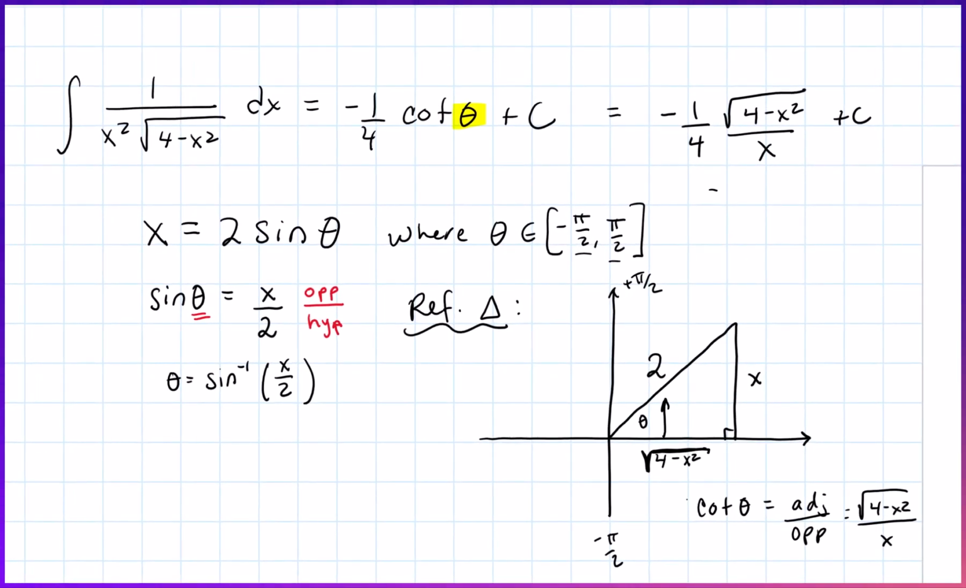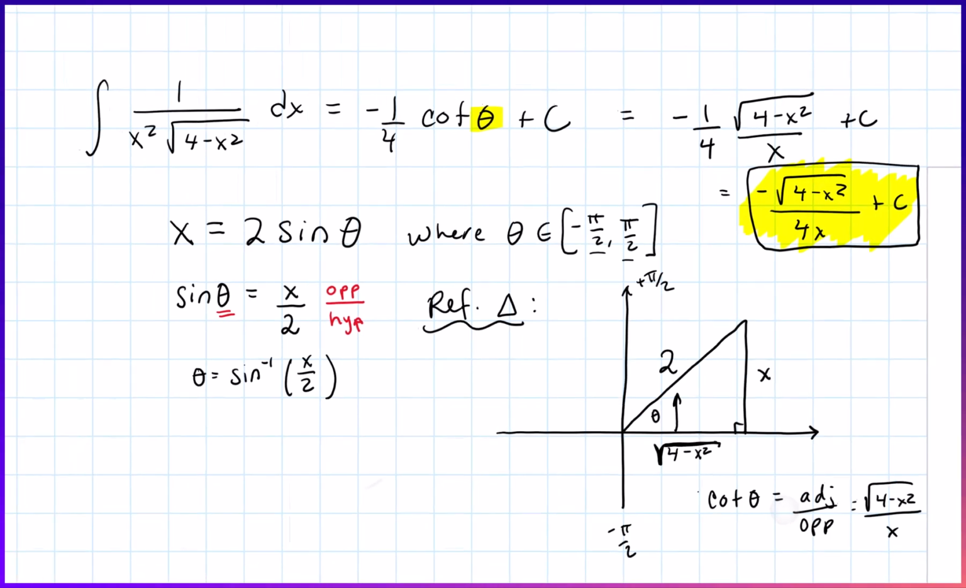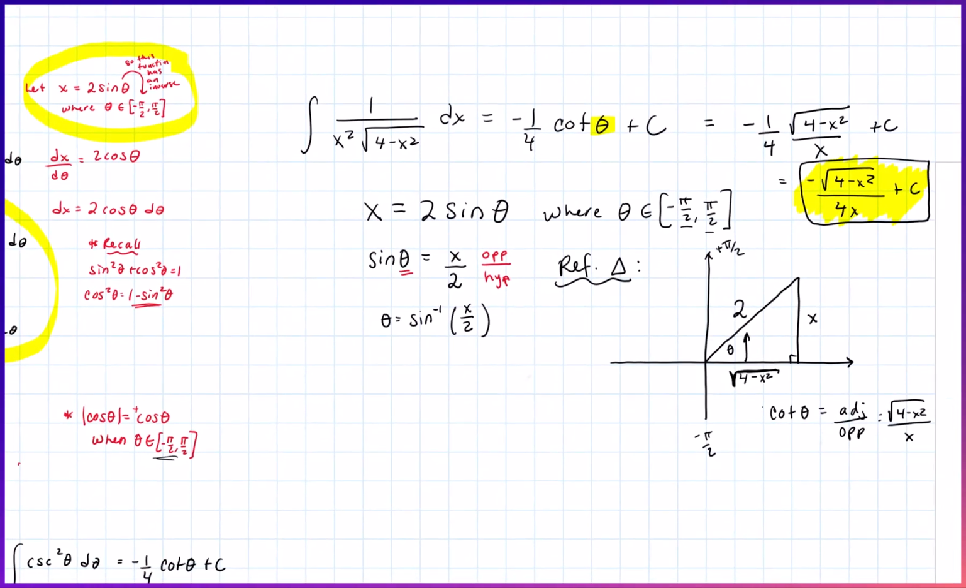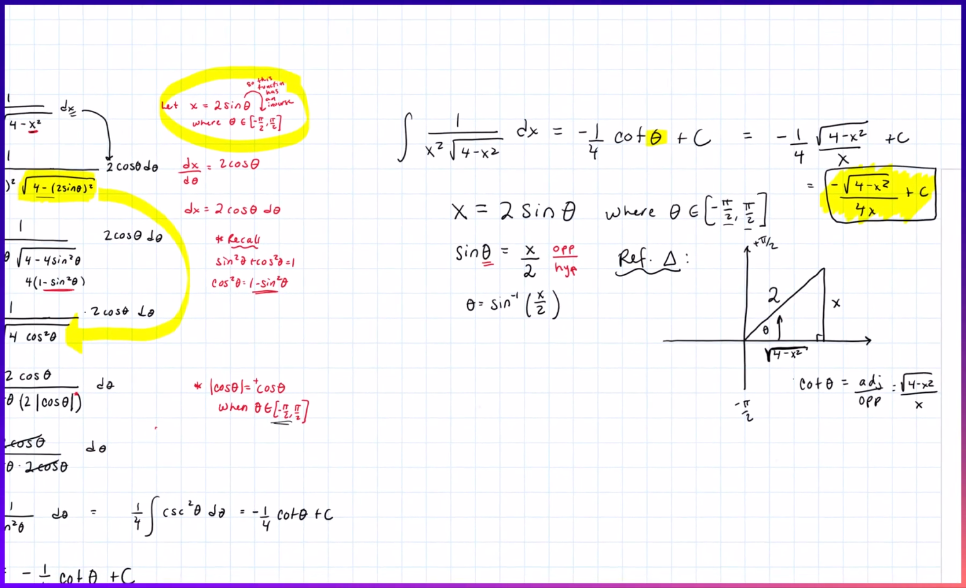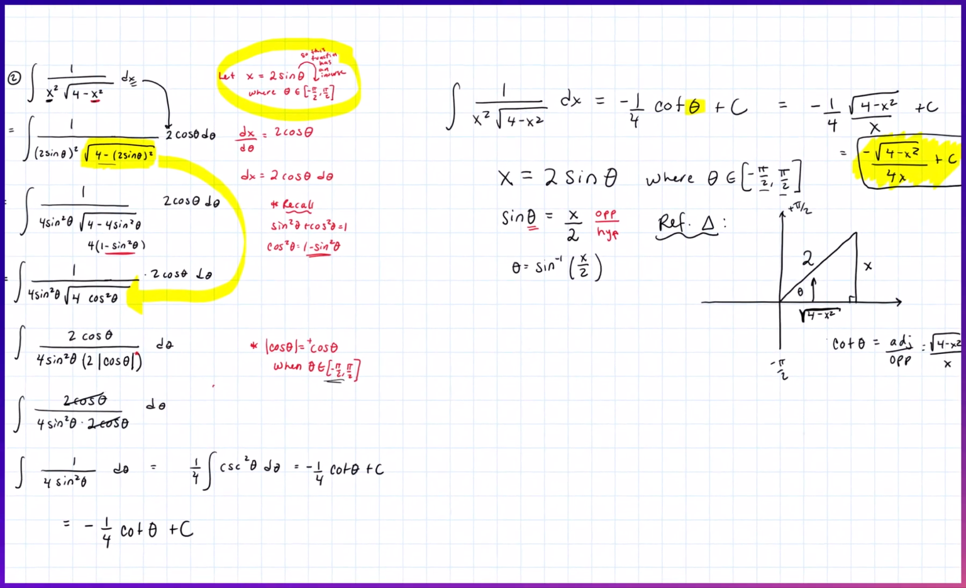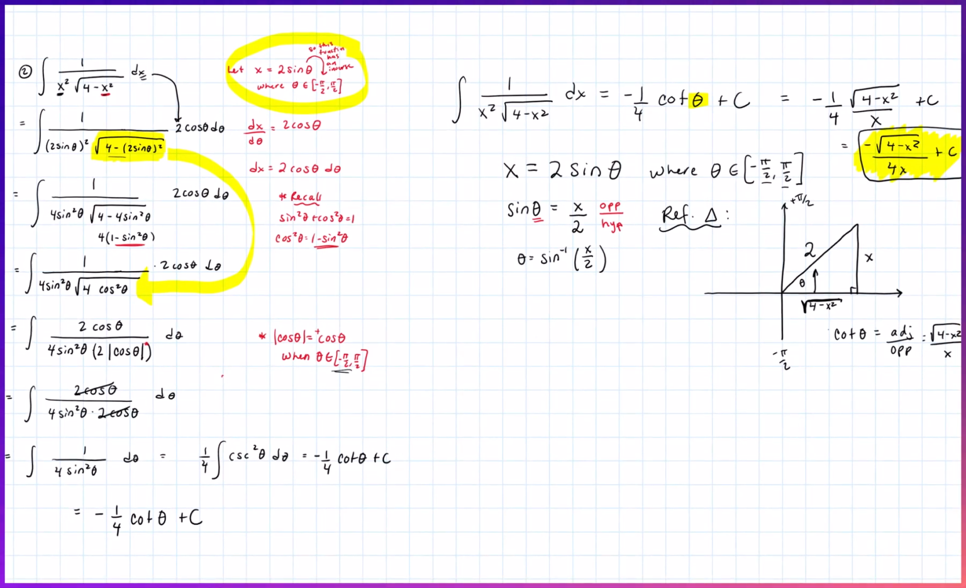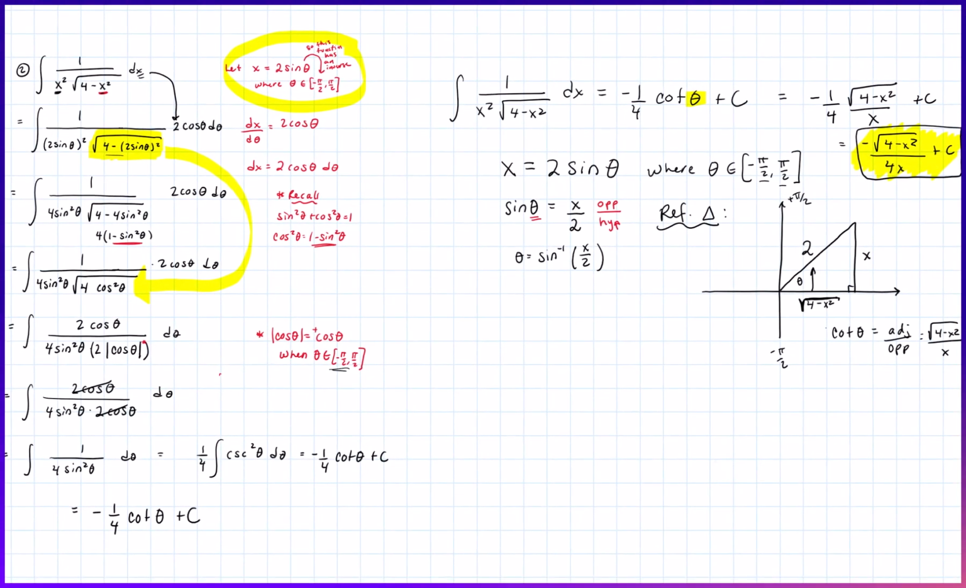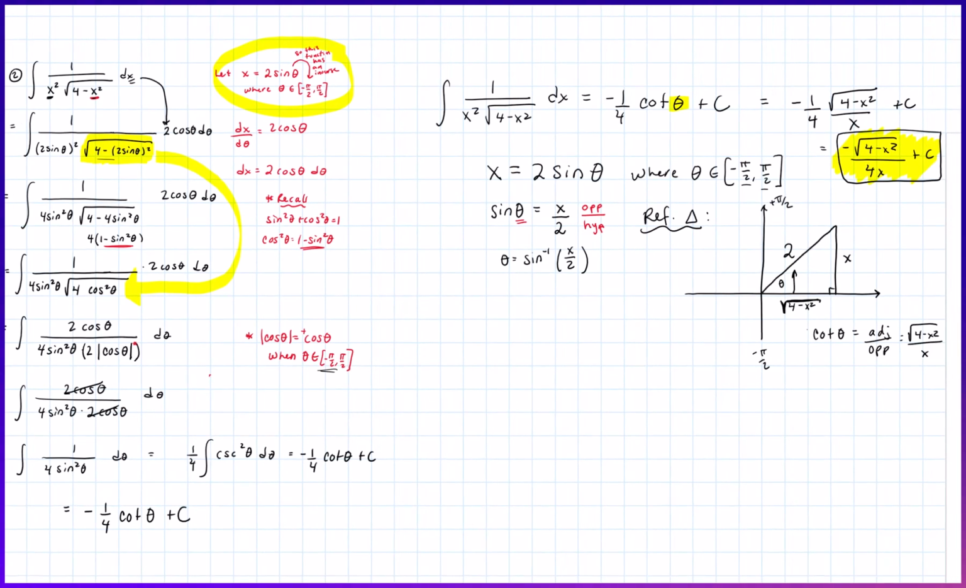I guess we could simplify that just a little bit. Minus the square root of 4 minus x squared over 4x plus c is my answer, using my reference triangle to go from my answer in terms of theta to my answer in terms of x. And that is this new process that we're going to use called trig substitution. It's a new tool. If we cannot make a u substitution in order to integrate our problem, we can try using a trig substitution.